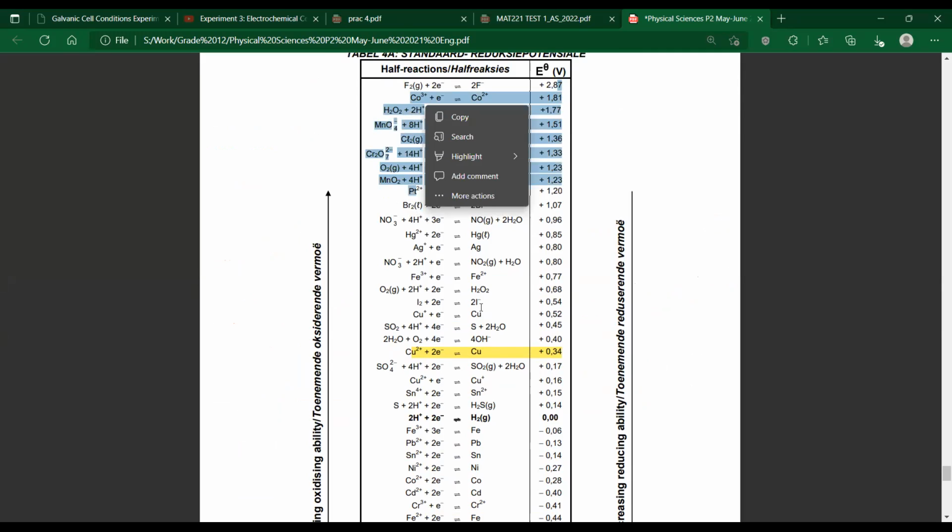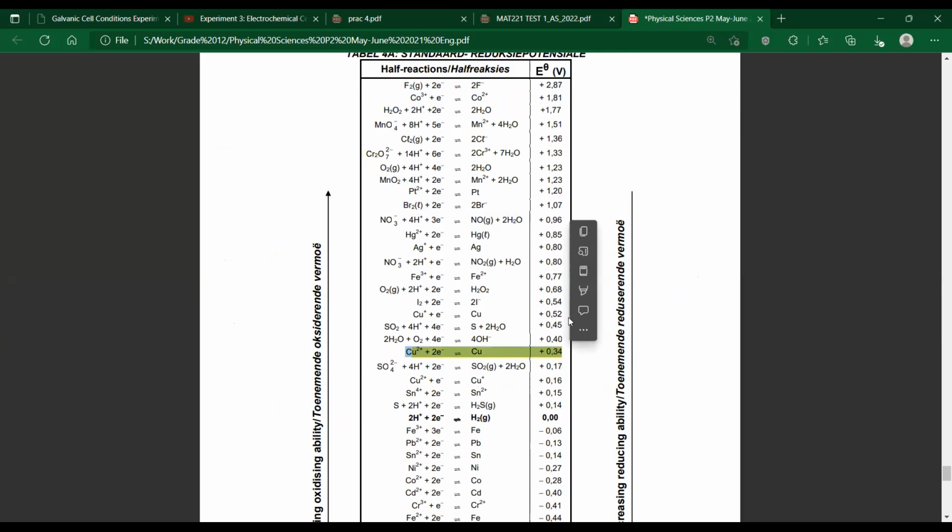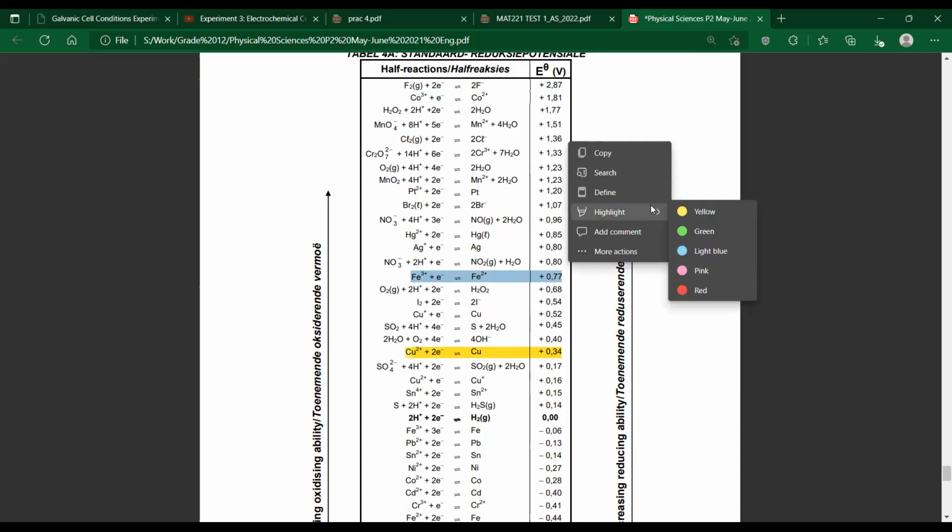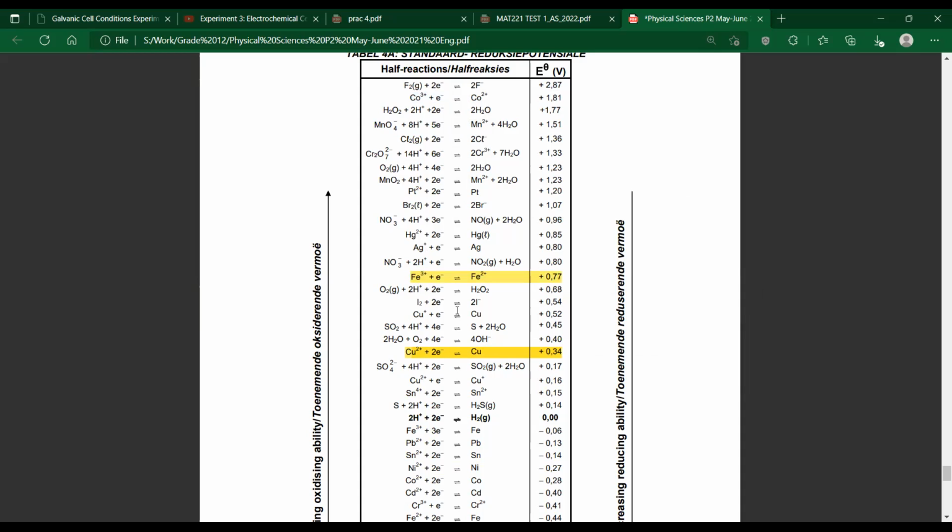So you can see copper is down here. So copper, in most situations, when it's in a cell with, let's say, iron, since copper is lower on the table and iron is higher on the table, copper is your cathode and iron is gonna be your anode. You understand that? Yes, sir.